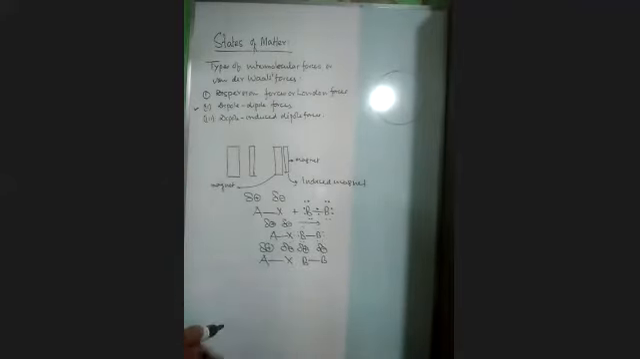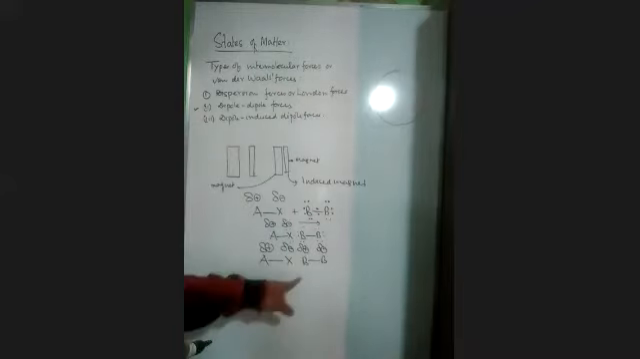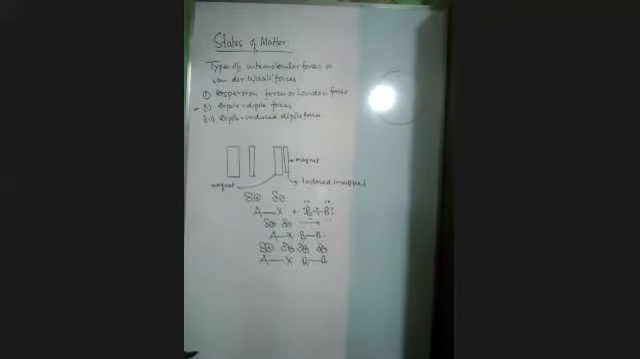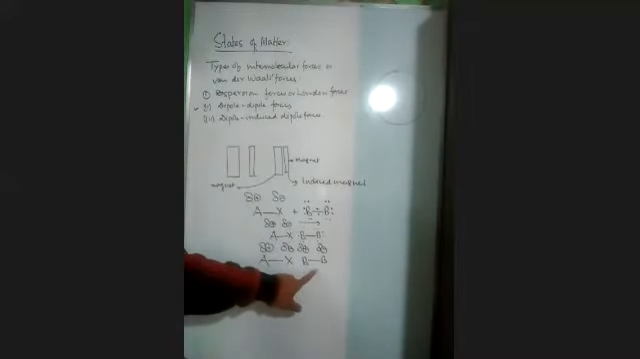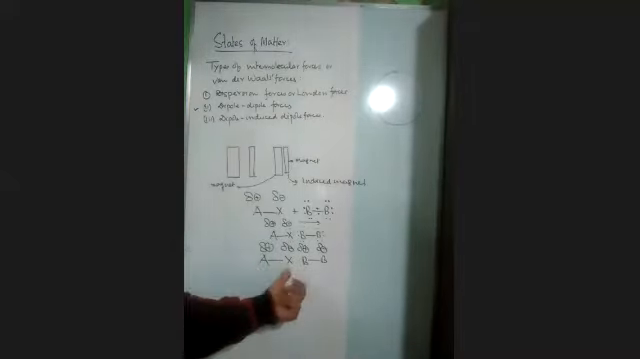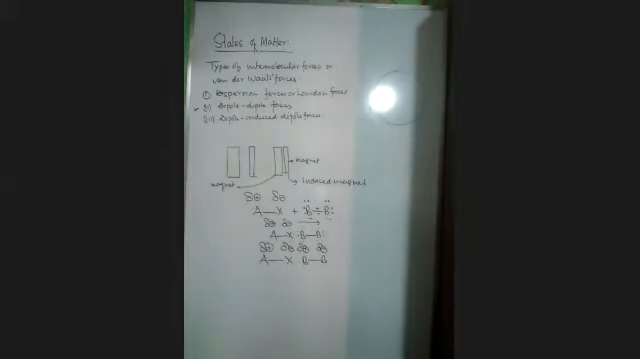In that way, a new type of attraction develops between them. Because of this, you'll find they come closer. So this is a permanent dipole, and this is an induced dipole. We have induced a dipole. In that way, the molecules develop attraction for each other. So it is called dipole, induced dipole.